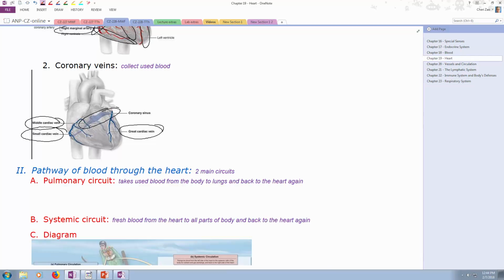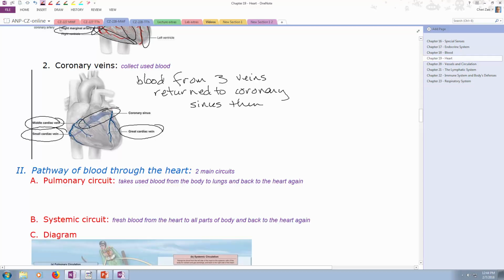The only thing I would add to the notes on coronary veins, blood from the 3 main veins are returned to the coronary sinus and then into the left atrium. Then right atrium. I may have said left, didn't I? Yes, right atrium.